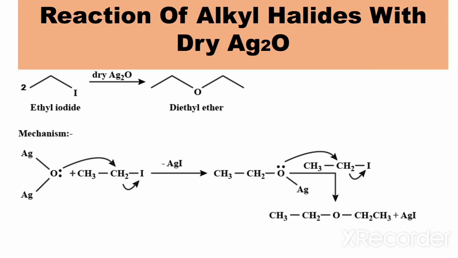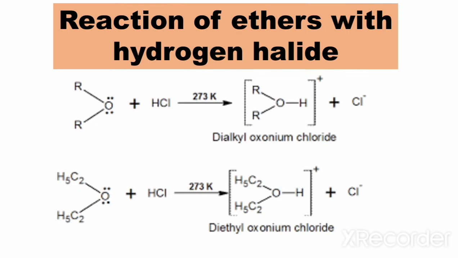And finally the bond will be formed, and the oxygen will attach to the carbon that is directly attached to the halide group. Then the oxygen further attaches to the other alkyl halide and forms a bond. Finally we will get diethyl ether as a final product, and the byproduct we get is silver iodide. So this is the reaction of alkyl halide with dry silver oxide.